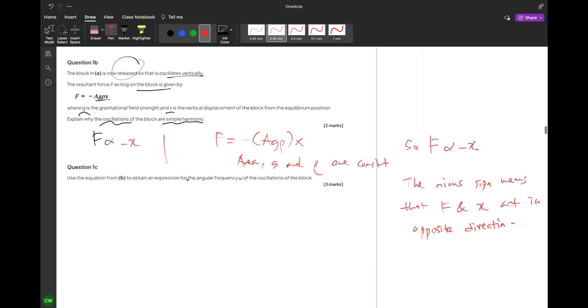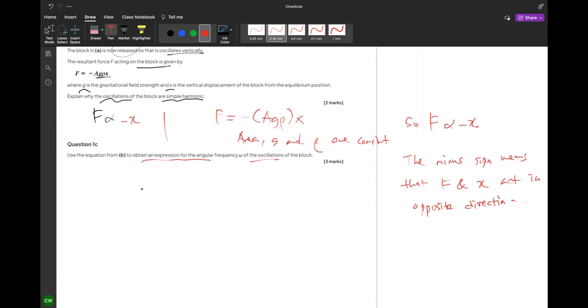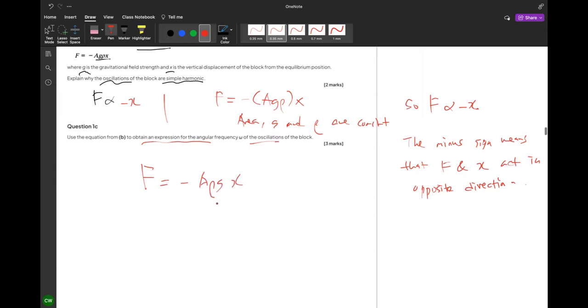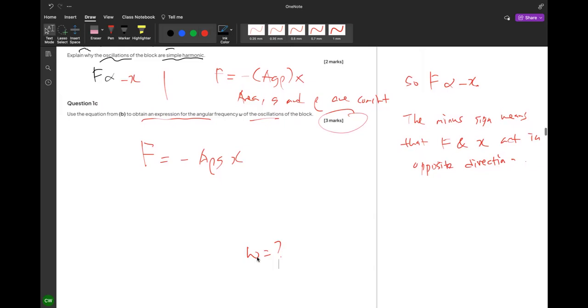Okay, use this one to obtain an expression for omega. So now we can see this one, A rho g s. Okay, you want to try? 3 marks. Okay, let's see who can do it. You must show that omega equals what? Then later I'll tell you whether correct or wrong. You can send to the group. Just do it on the paper and then take a picture, send to the group. Let me see your answer.